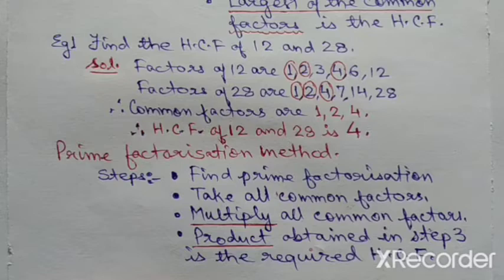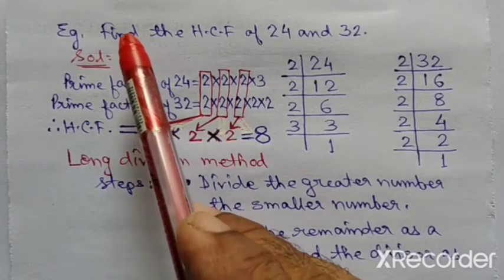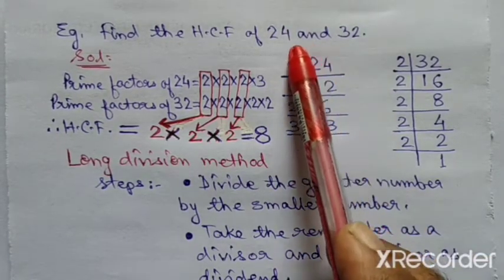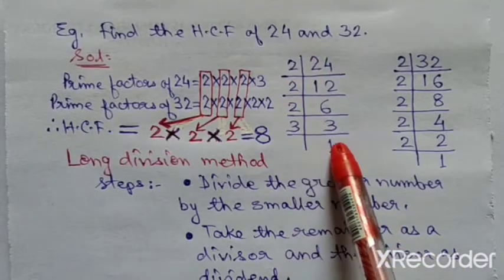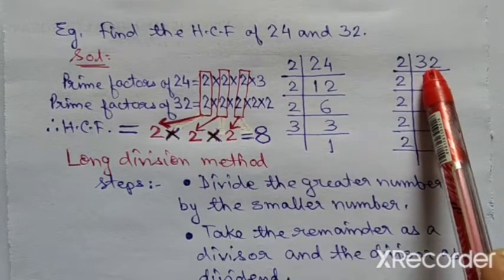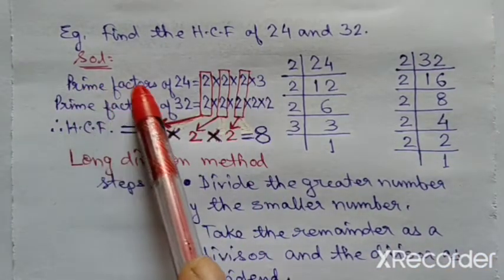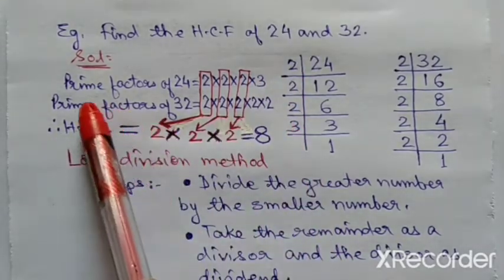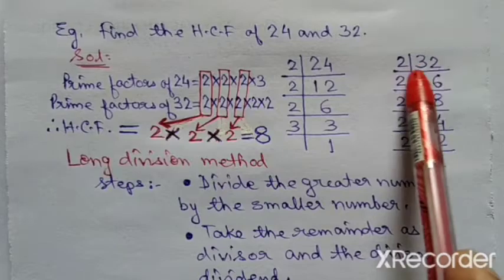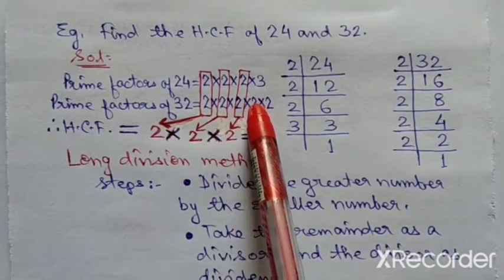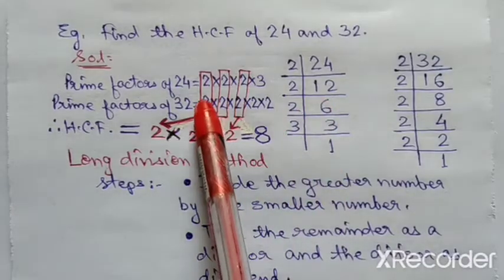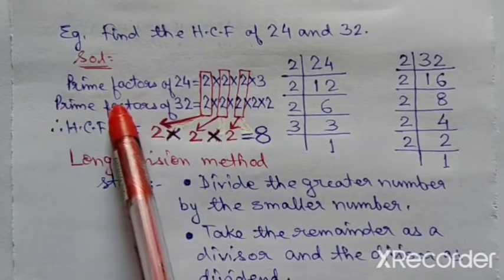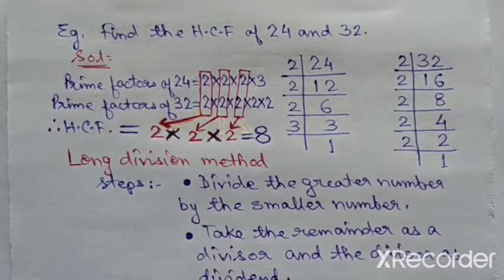Let us try to understand with the help of an example. Find the HCF of 24 and 32. So children, just find out the prime factorization of 24. Next, the prime factorization of 32. Prime factors of 24, that is 2 into 2 into 2 into 3. Then prime factors of 32: look here, 2 into 2 into 2 into 2 into 2. Write this one. First step is done, children.